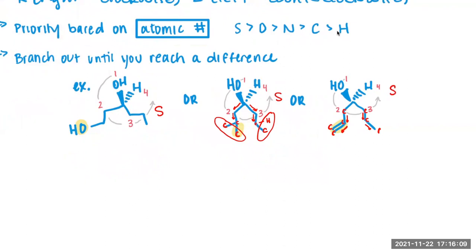But that's because the lowest priority group, in this case, it's hydrogen for all of them. The lowest priority group is in the back, okay? It's dashed. That means it's going kind of like into your computer instead of out, like toward you, which is what the oxygens are doing in these examples. Okay.